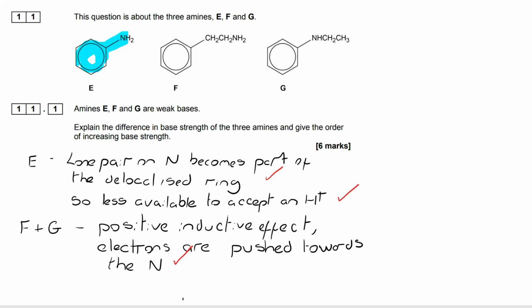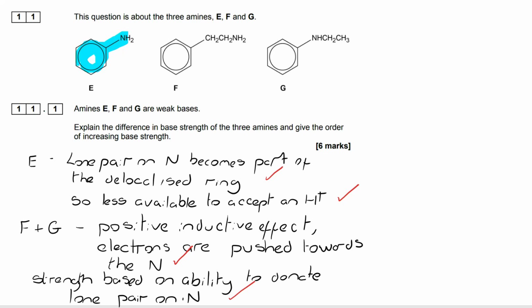If we move on, F and G both have the positive inductive effect, whereby the electrons within the CH2CH3 or the CH2CH2 are drawn towards the lone pair on the N, making it more electron releasing, so therefore making it a slightly stronger base. So if the strength of the base is based on the ability to donate a lone pair on the N, we can then put these into the rank order.